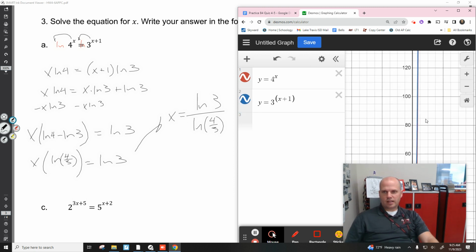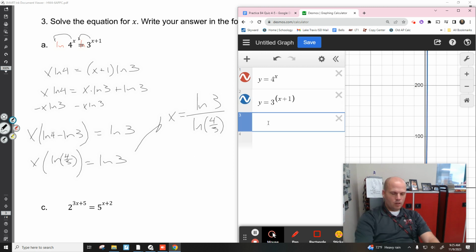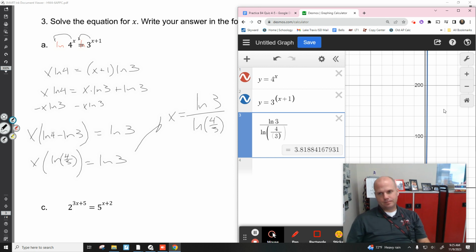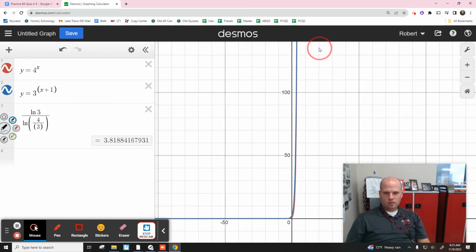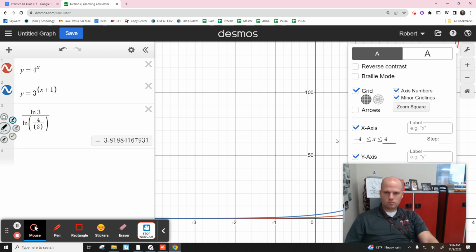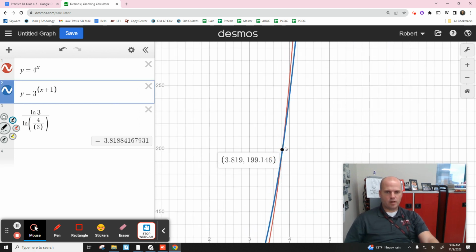They intersect there at 3.819. I'm thinking that the natural log of 3 divided by the natural log of 4/3 is 3.819. Bam! This intersection is not the easiest to see. Let's zoom in on the x-axis. There you go. Yep, 3.819.